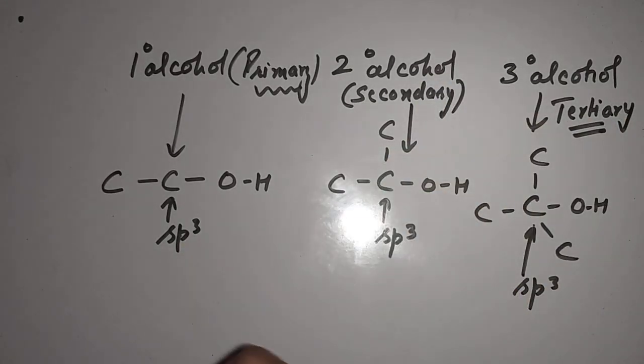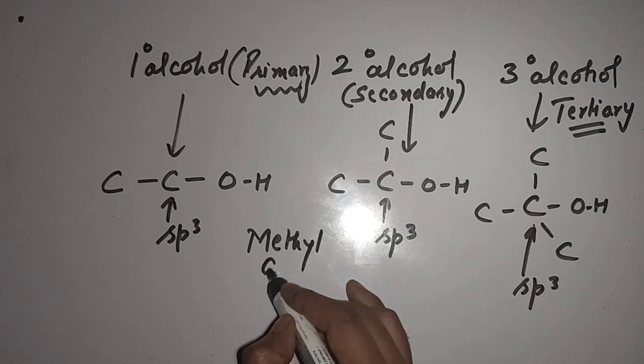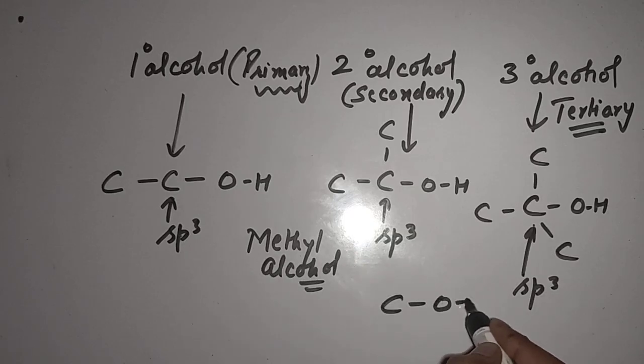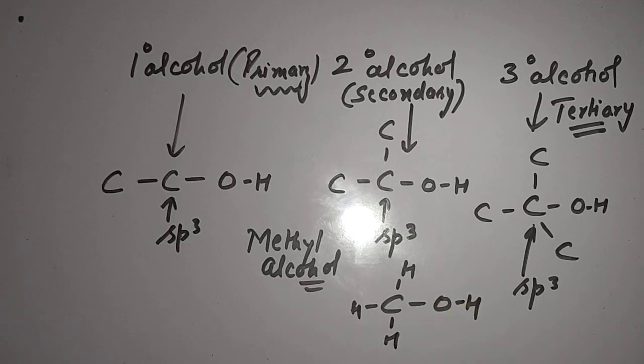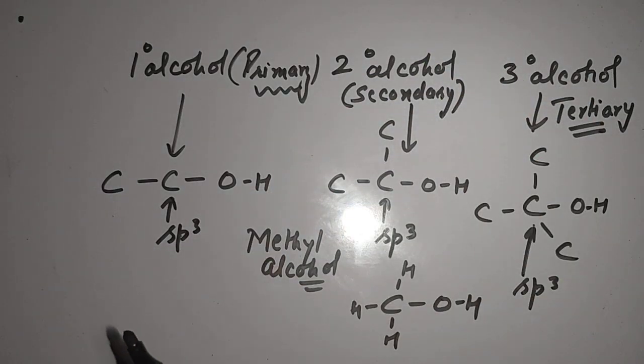One more alcohol is there, the normal one, which we call methyl alcohol. Methyl alcohol, in which only one carbon is there, like this, and hydrogens satisfy its valencies. This is methyl alcohol. So 1 degree, 2 degree, and 3 degree alcohols and methyl alcohol.